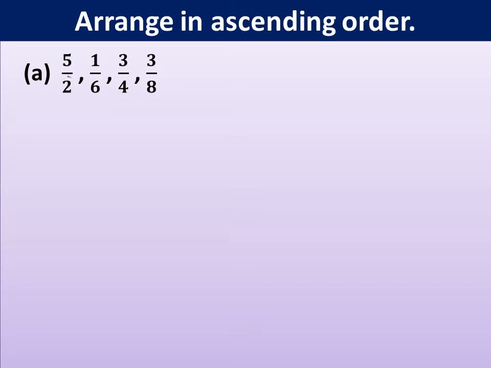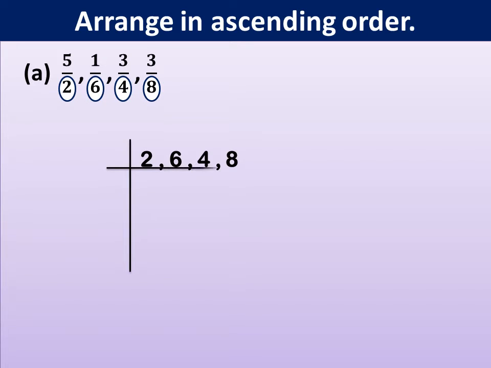Please pay attention. We cannot compare fractions if the denominators are different. So first we take the LCM of 2, 6, 4 and 8. Remember, write commas between each digit, otherwise it is 2648. Okay, let's start. Everyone knows the prime numbers are 2, 3, 5, 7, 11 and so on.